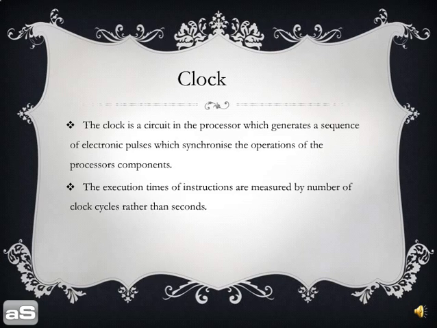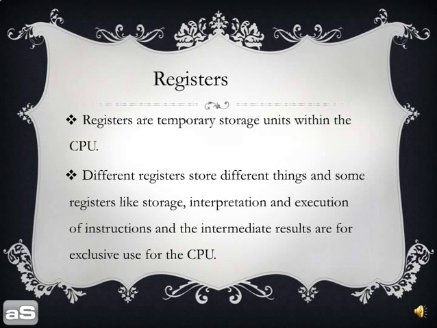The clock is a circuit in the processor which generates a sequence of electronic pulses which synchronize the operations in the processor's components. Registers. Registers are temporary storage units within the CPU. Different registers store different things, and some registers, like those for storage, interpretation, and execution of instructions, and the intermediate results, are for exclusive use of the CPU.